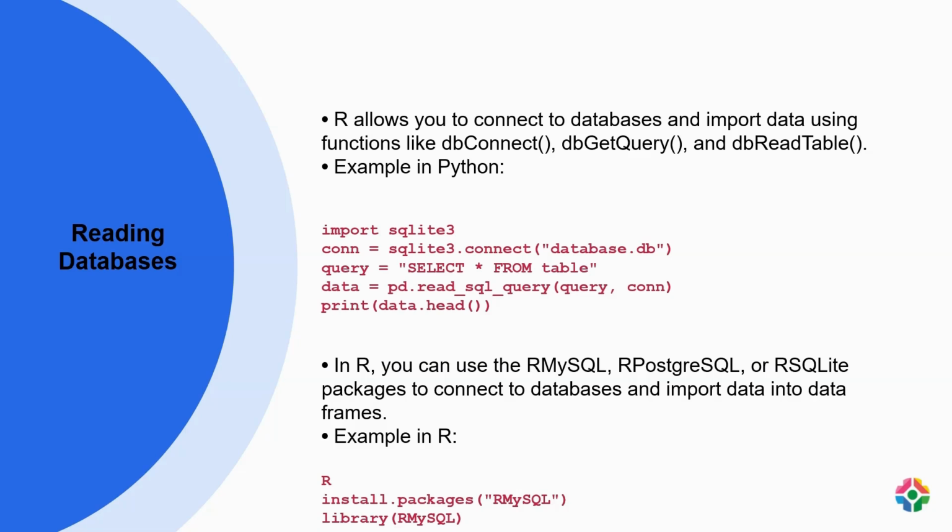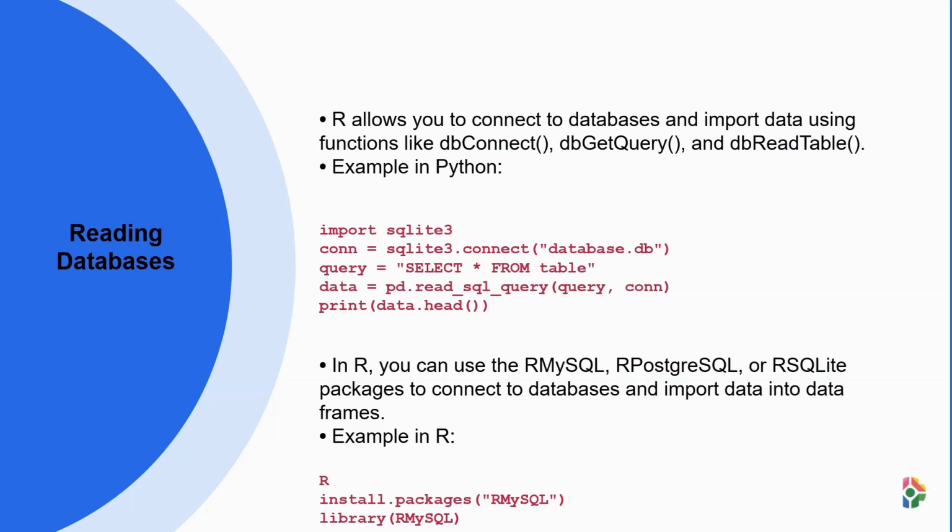Similar functionality can be observed in the Python example provided, where SQLite3 is used to connect to a SQLite database, run a select query to fetch data from a table, and display the initial records using pd.read_sql_query. By familiarizing yourself with these functions and packages in R, you can effortlessly connect to databases, retrieve data, and subsequently work with the imported datasets within the R environment.